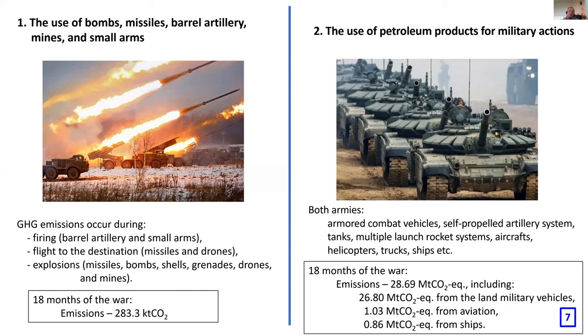The first is emission from the use of bombs, missiles, barrel artillery, drones, mines, etc., from both sides. Here is an estimate for 18 months of the war. The atmosphere received this emission from the territory of Ukraine. According to the principles of reporting, these emissions should be reported by Ukraine. But there is no such option in the IPCC guidelines. And what is more, Ukraine is not responsible for these emissions. Certainly, the activity data and emission factors for such estimates are not available officially. We used data publicly available from news, from reports, where needed, from scientists, expert estimates, from scientists from Lviv State University of Life Safety.